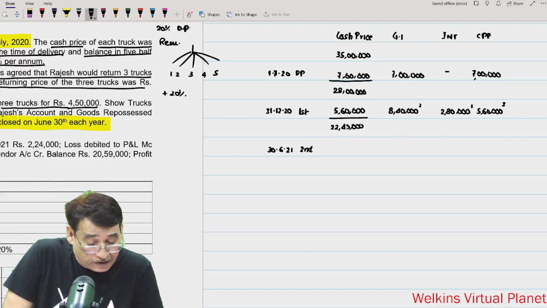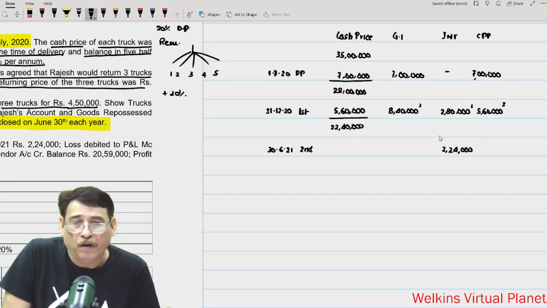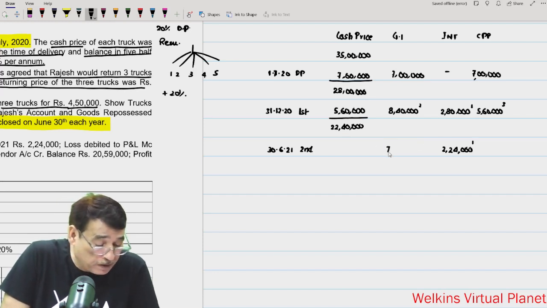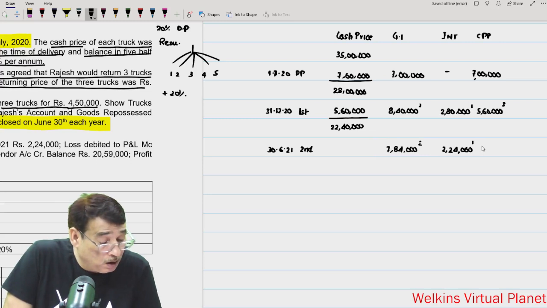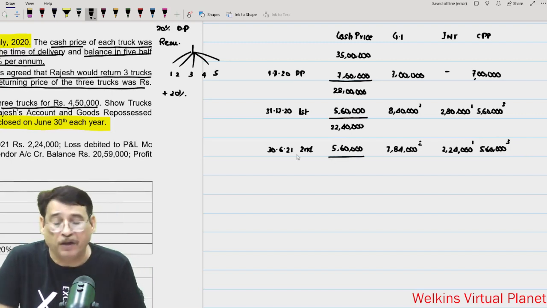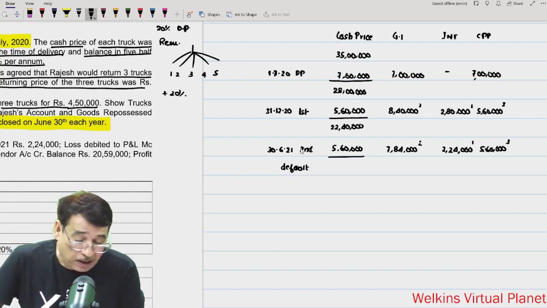I will have to compute the interest at 20% for 6 months. That will be equal to 2,24,000. See, rate of interest is 20%. And we have to compute the interest for 6 months. So you straight away compute interest 10%. That becomes easier. Add 5,60,000 plus 2,24,000. We will get 7,84,000. Write here 5,60,000. And now we need not require to unnecessarily stress the solution because default is committed over here. Correct? Default is committed. So there is no point in unnecessarily wasting time.